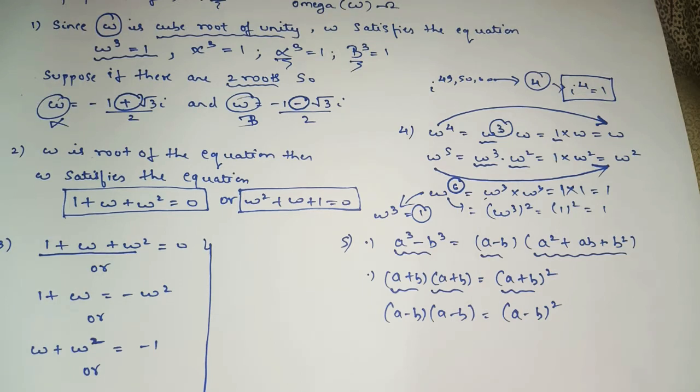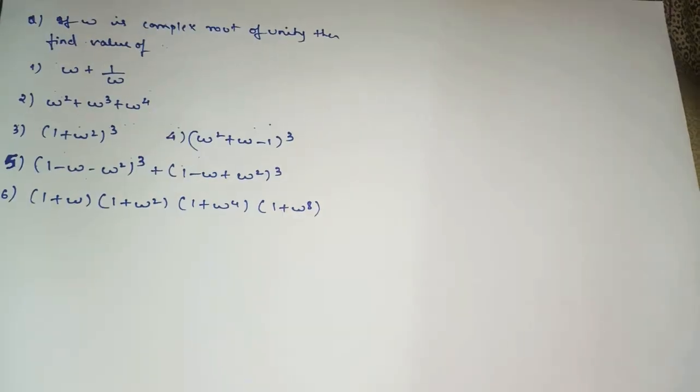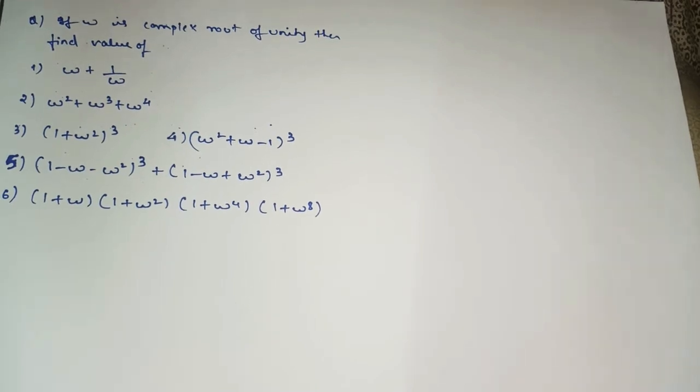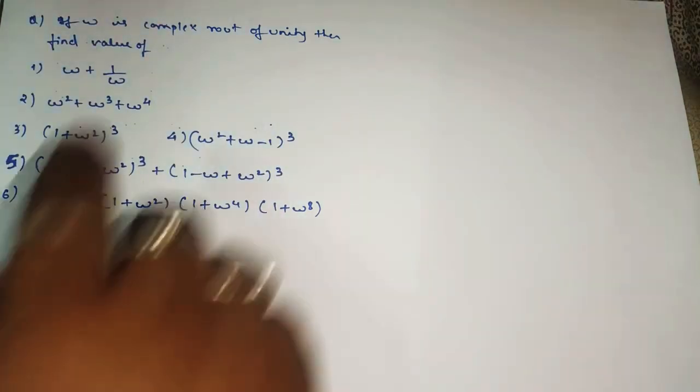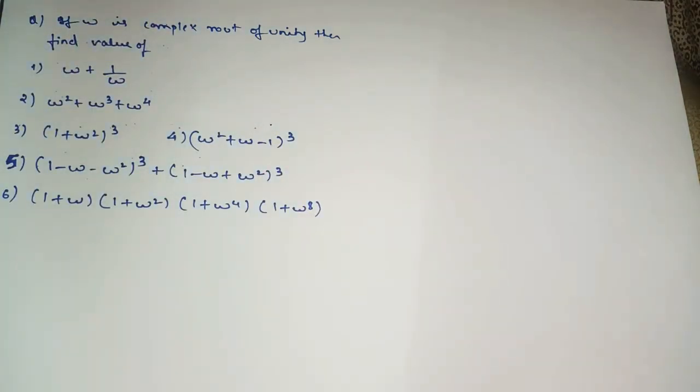Okay, so now we can easily start with our sums with the help of these properties. If you know these properties, you will be able to solve the sums of your exercise easily. So let's begin with the sums based on the properties. These are the sums from exercise number 3.3. In question number 1, it says that if omega is the complex root of unity, then you have to find the answer for this question.